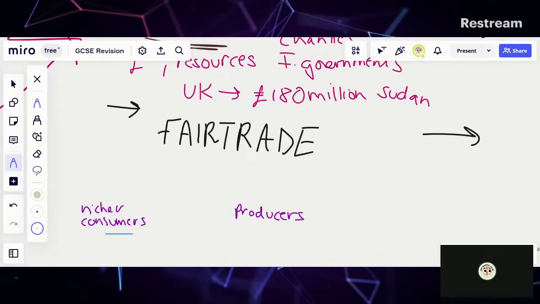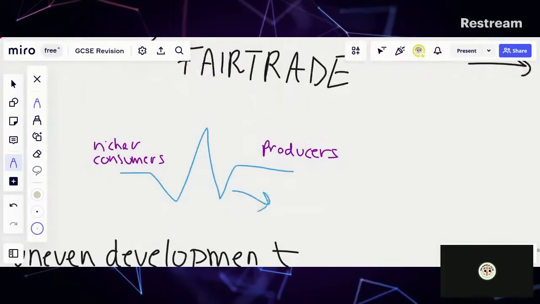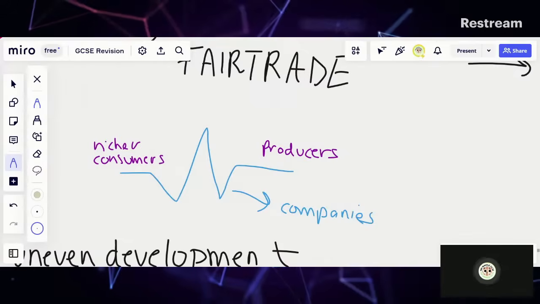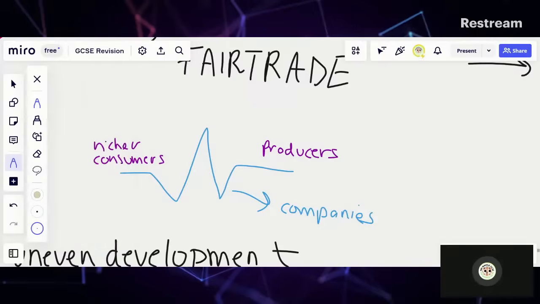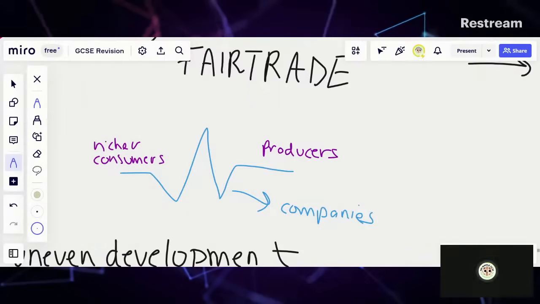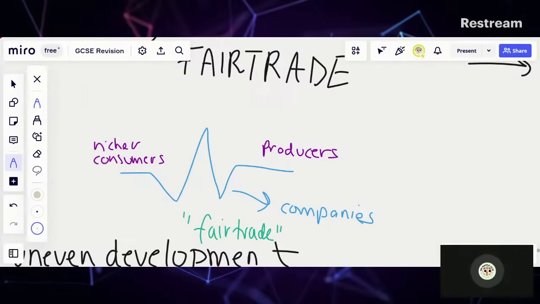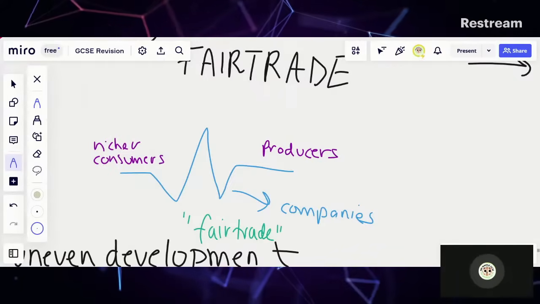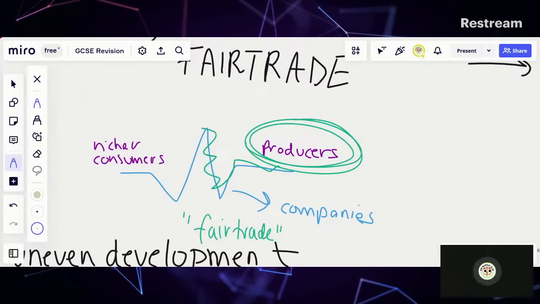And this is all done through the use of companies. So companies enable the producers to be paid fairly by increasing the price for the richer consumers. Now, another disadvantage with this is that even though a company may claim to be fair trade, it may still not be fair trade, and only perhaps a tiny proportion of the money actually reaches the producers in the end because of the corruption in between.